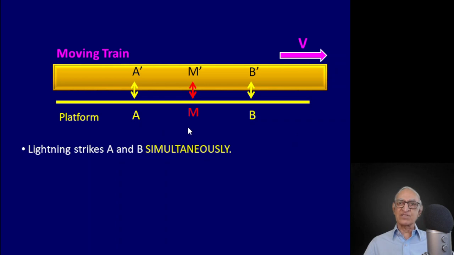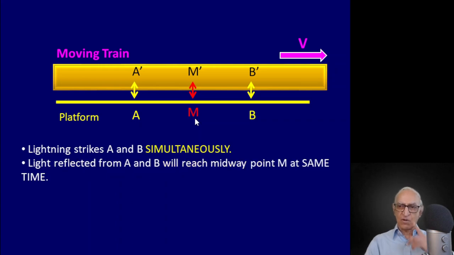In other words, a person on the platform says that a lightning has struck A and B simultaneously. How does he know that? He puts two 45 degree mirrors at A and B, and reflects the lightning to the midpoint M. And what he finds is that the light reflected from the mirror at A and the mirror at B will reach the midpoint at exactly the same time. That is how he knows that the lightning struck A and B simultaneously.